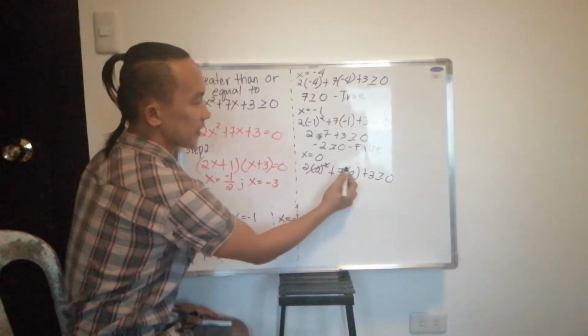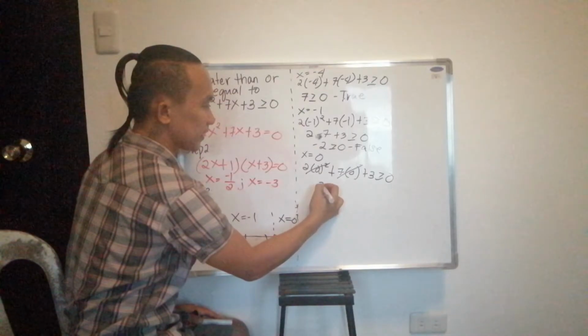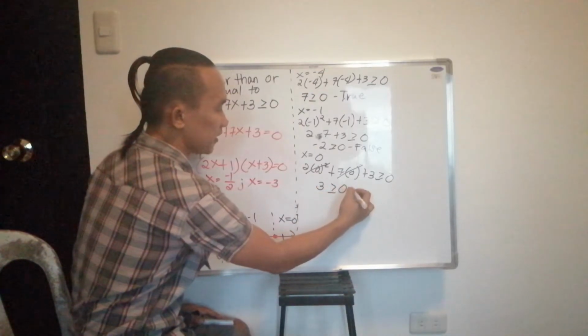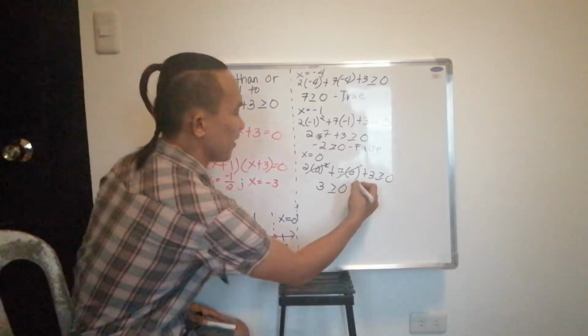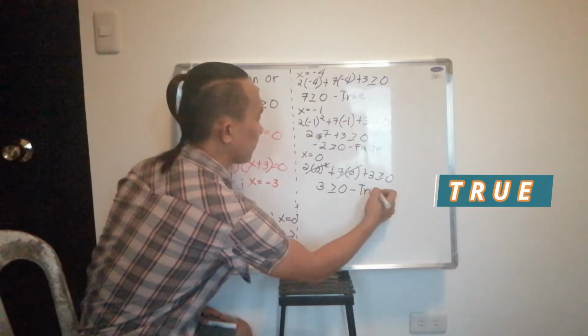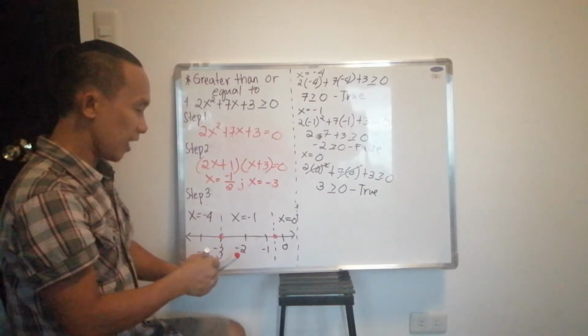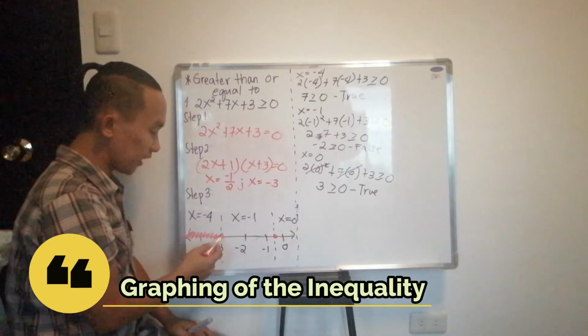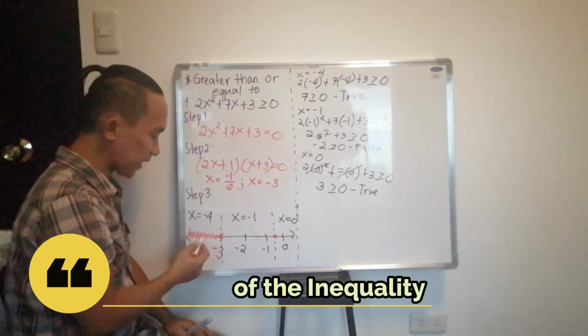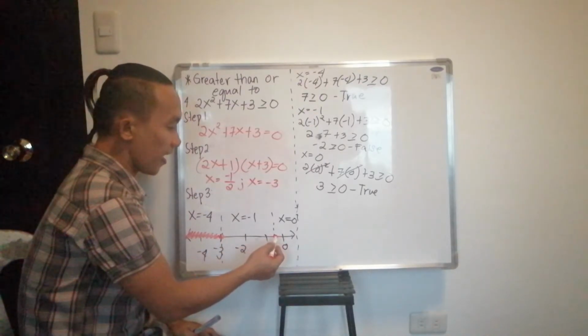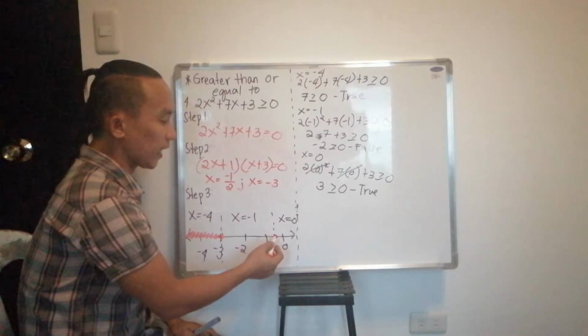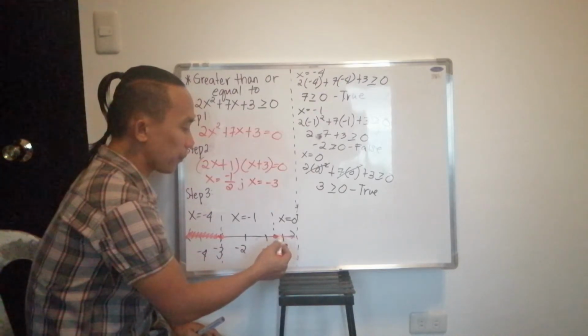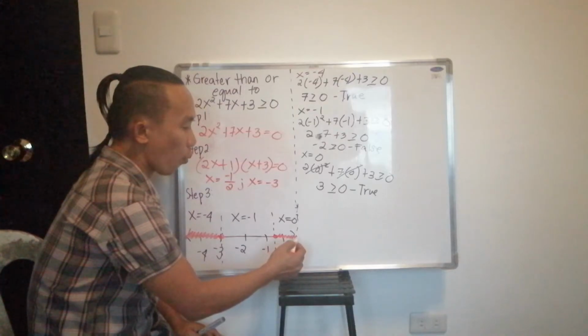So this will be cancelled. What will remain is 3 greater than or equal to 0, and this is a true statement. So it means to say, your shaded area includes negative 3 and goes to less than negative 3, and includes negative 1/2 and goes to more than negative 1/2.